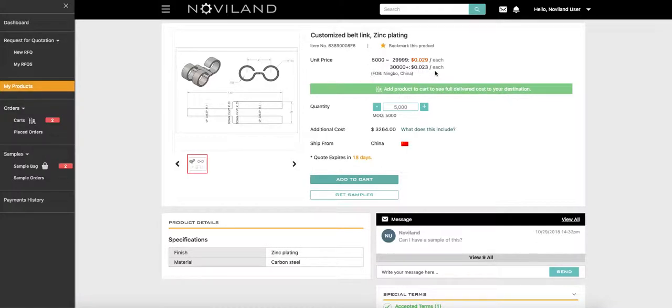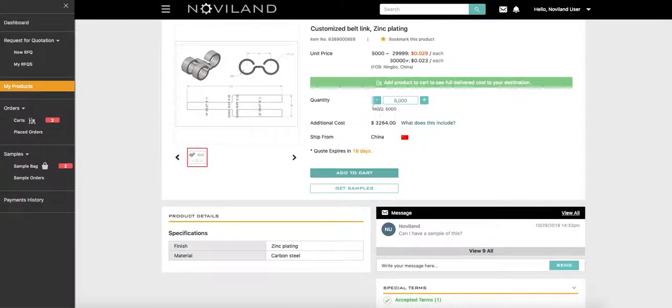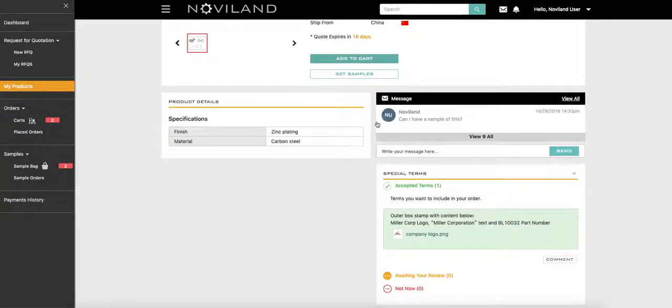The price here is always going to start off as FOB, and there may be price breaks at higher quantities. Here's the MOQ and any additional costs that this product may have, like tooling or certification costs. These are sometimes refundable. Next, you see how long the quote is valid for before we have to requote it. You'll see the product details and the special terms.